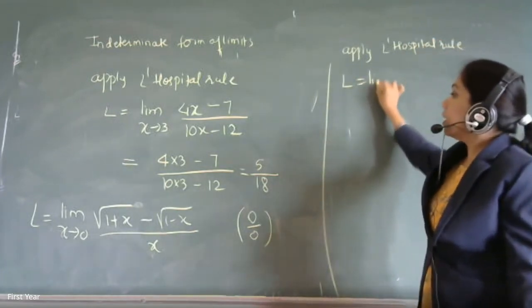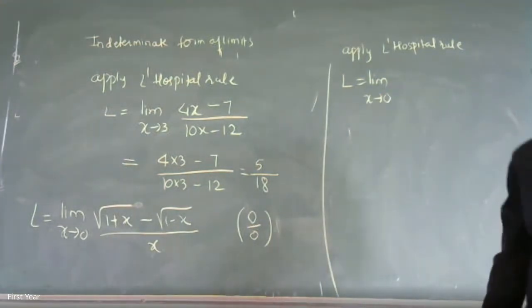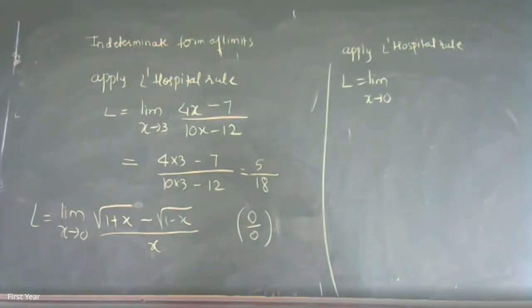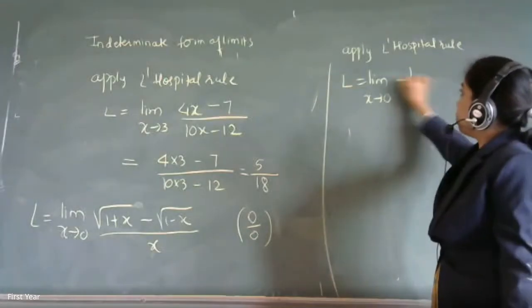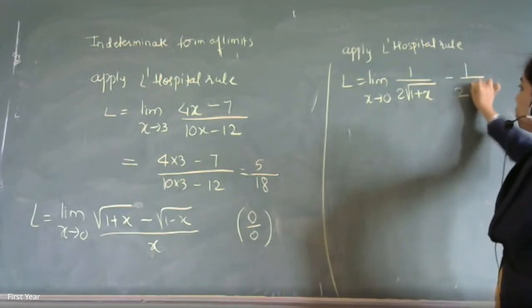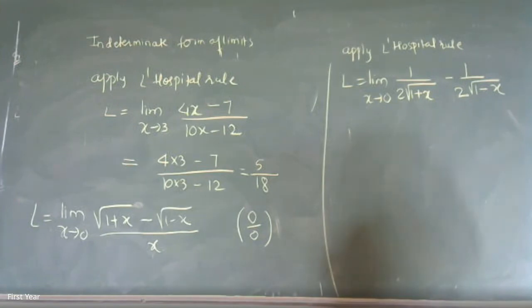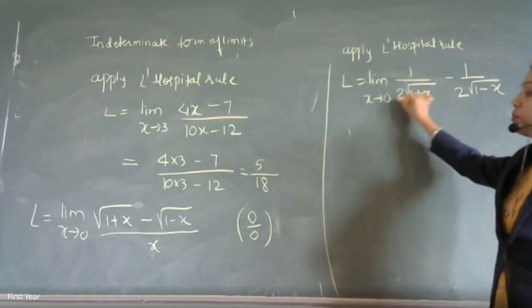L is equal to limit as x tends to 0. What's the derivative of root of 1 plus x? Akanksha or Namrata, can you tell? 1 upon 2 root 1 plus x. Correct. Very good. So now 1 upon 2 root 1 plus x minus 1 upon 2 root 1 minus x. Is there anything which is missing, or is that the answer? The first derivative is correct. 1 plus x is absolutely correct. Ma'am, 1 plus 0.